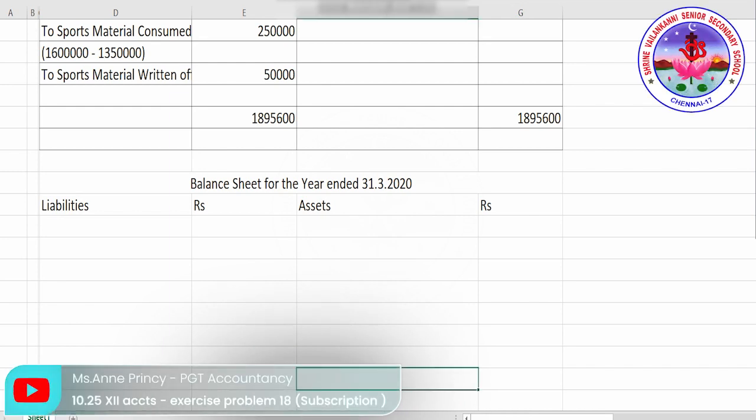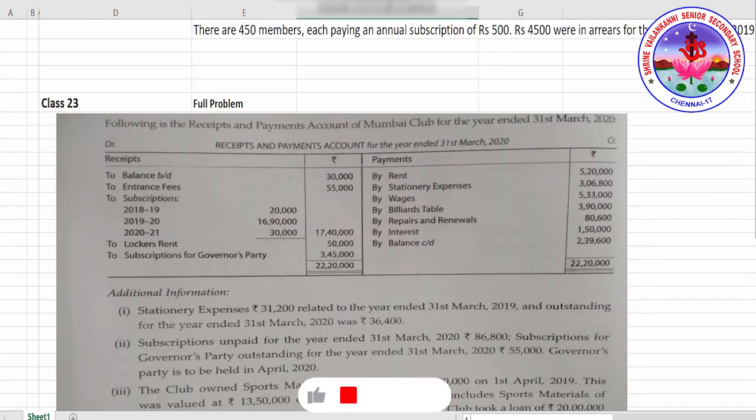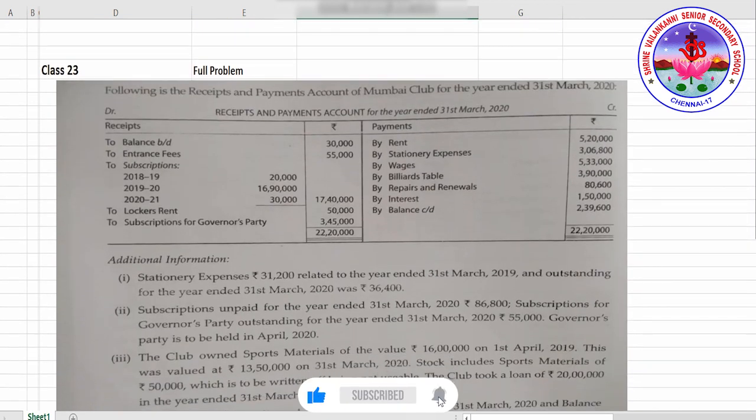So we had prepared the format of the balance sheet. I'll just take you through the problem again so that we can identify the things that you need to put in the balance sheet. Here we have the billiards table that needs to be shown in the balance sheet. Then subscription to governor's party will be shown on the liability side. Then any outstandings will also come under the liability side.